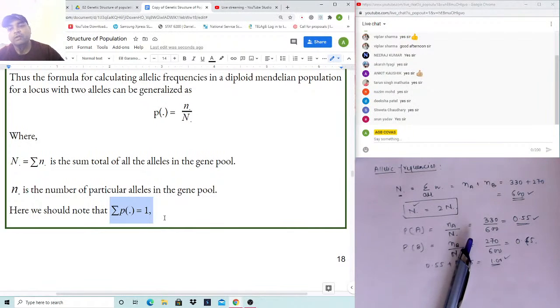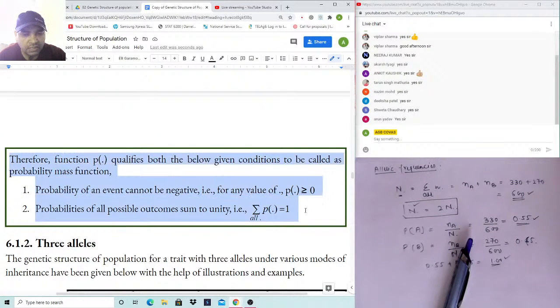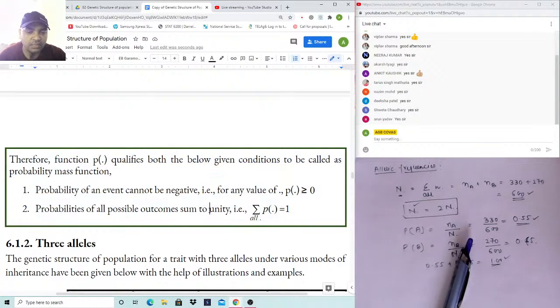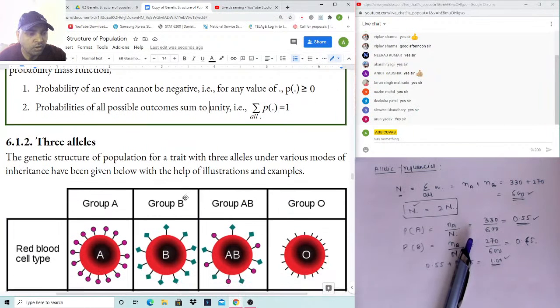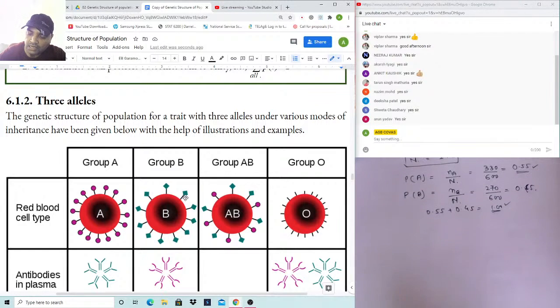So this is how we calculate the allelic and genotypic frequencies in a population for a single locus with two alleles. This will also follow the properties of a random variable. Now we will move on to three alleles. What if there are, say, three alleles in the population? Then how will things change? Up till now we have done one example, for beta lactoglobulin.